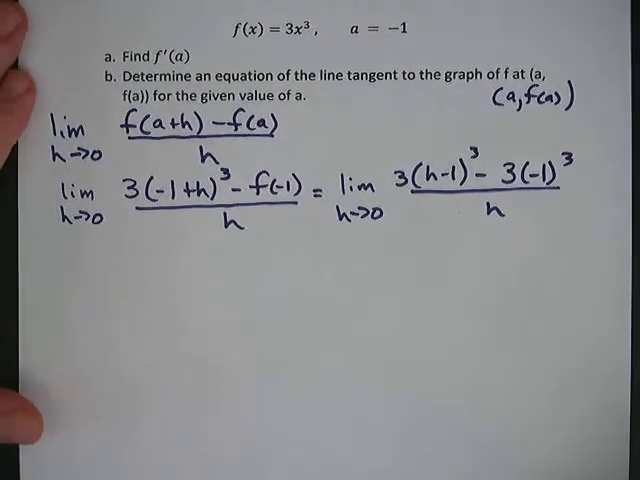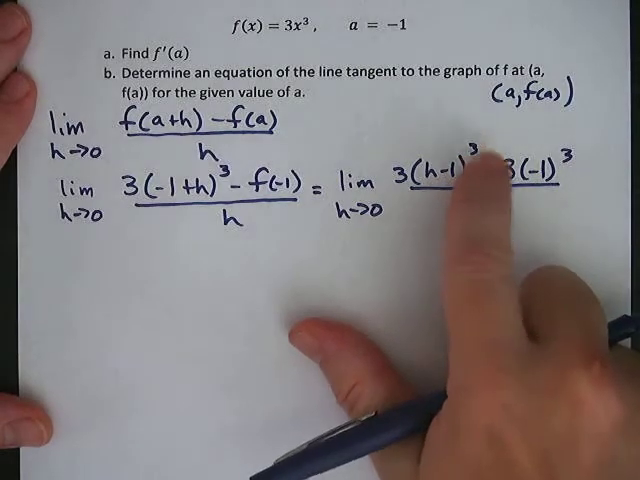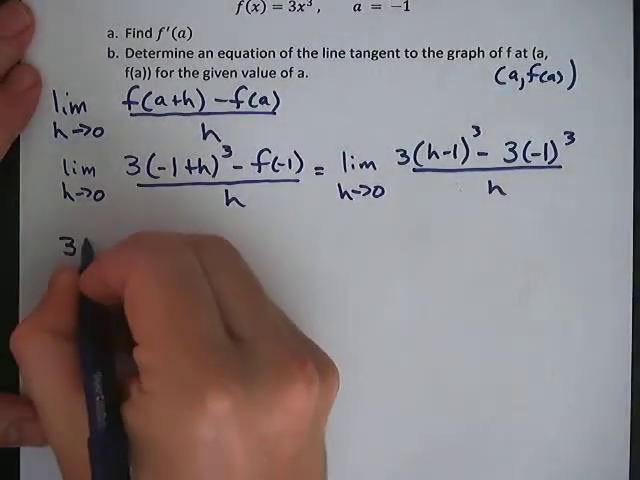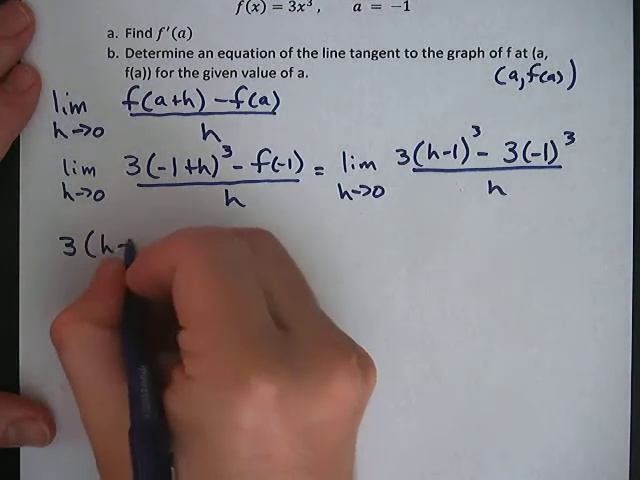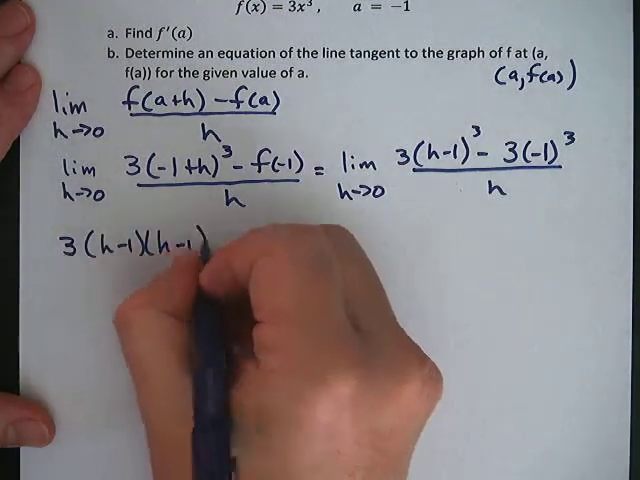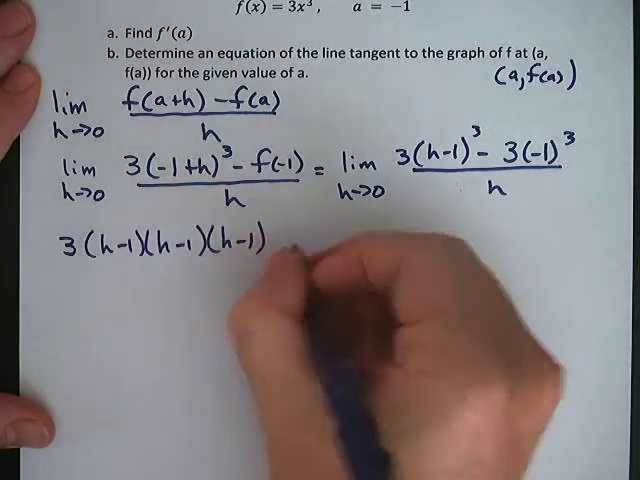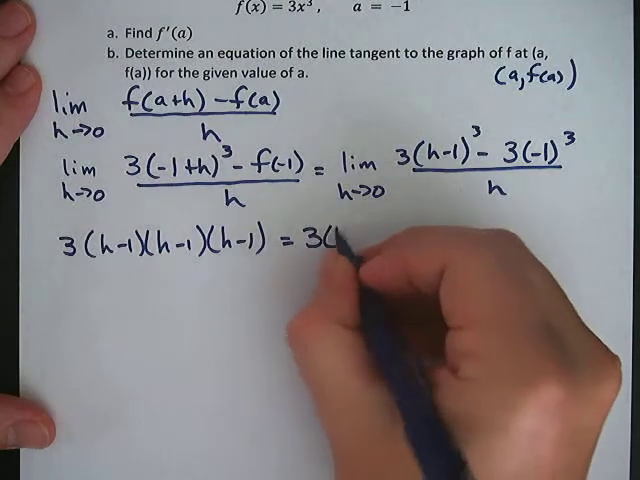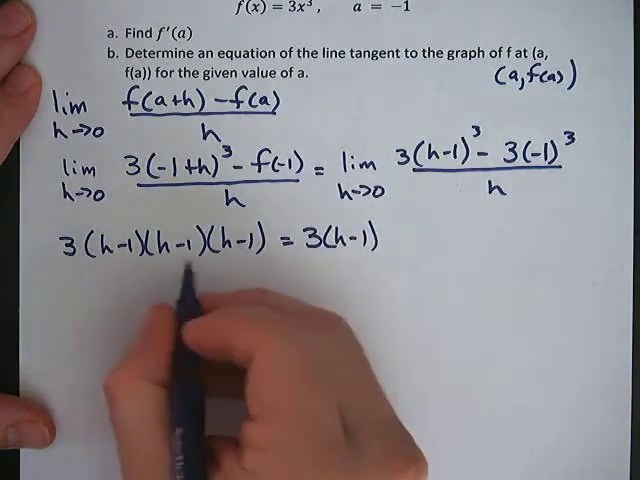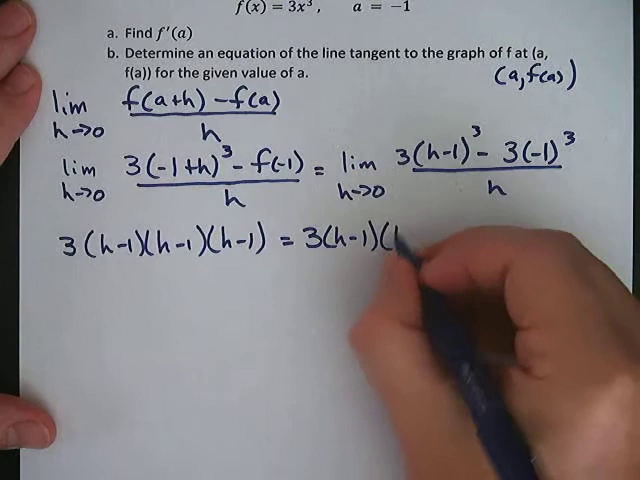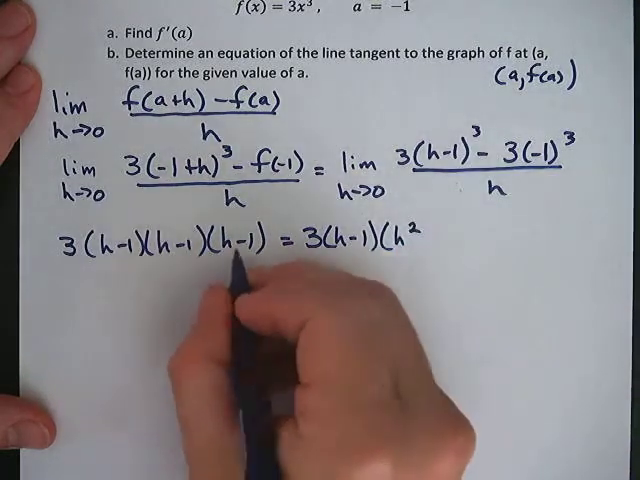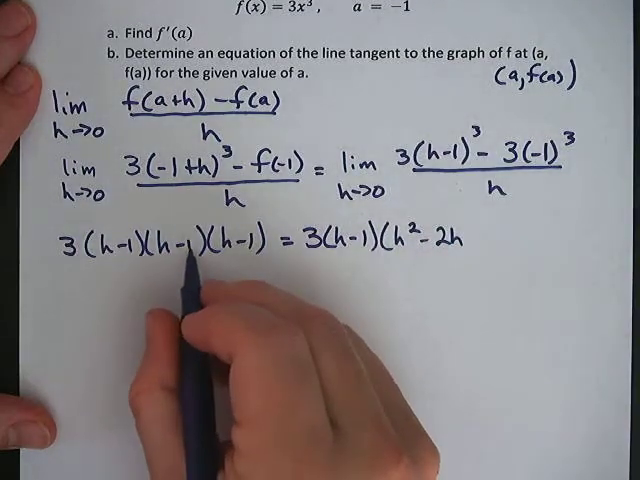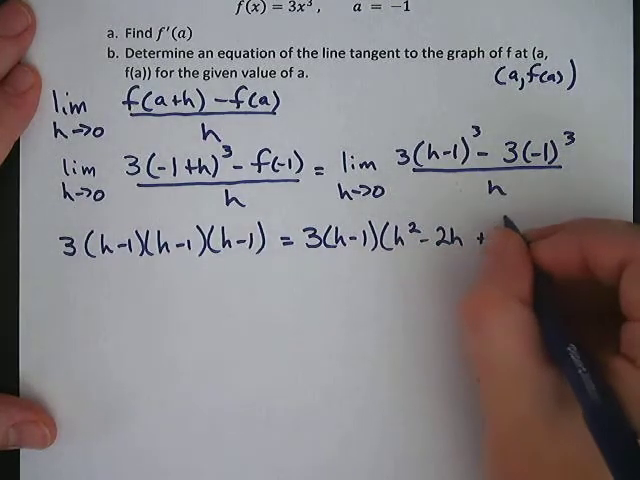Okay, so we're going to need to expand this h minus 1 cubed term out. So let's go ahead and do that. We're multiplying 3 times h minus 1 times h minus 1 times h minus 1. Let's look at these last two. We'll keep the first two, and we'll multiply these last two out. So h times h is h squared. And then our two middle terms will get -h and -h, so that's -2h. And then the last term will be plus 1.